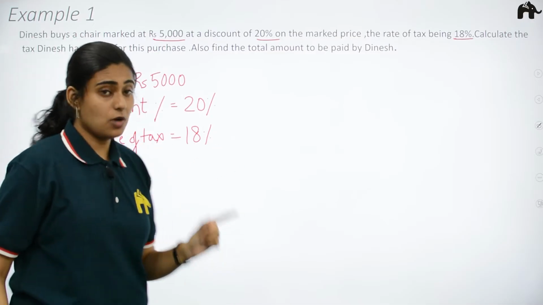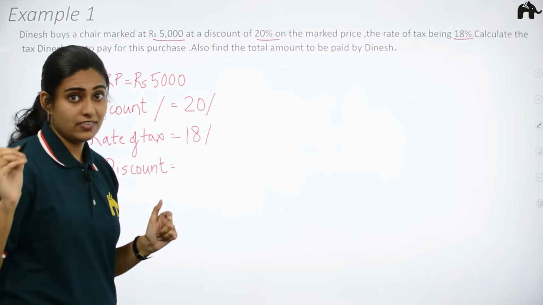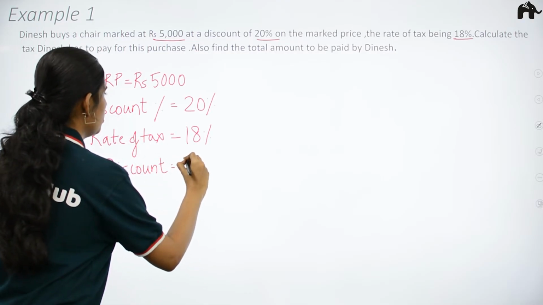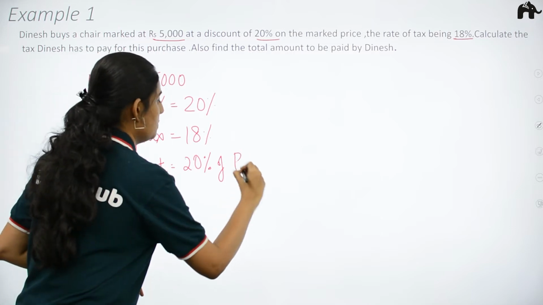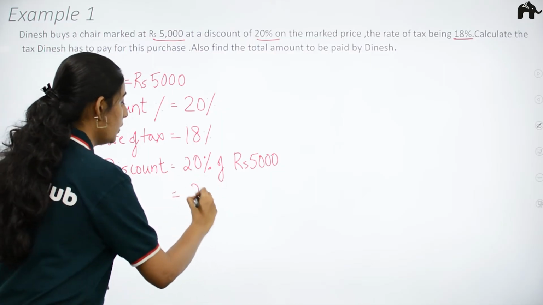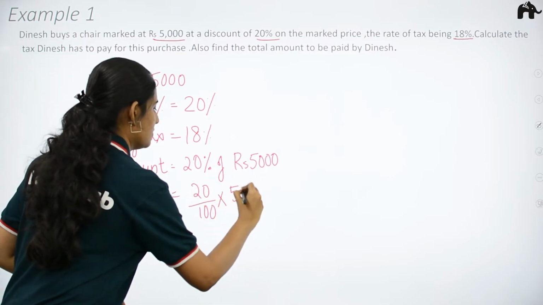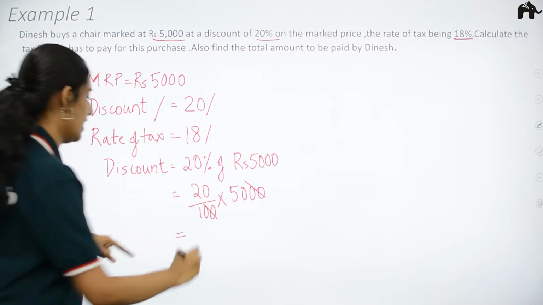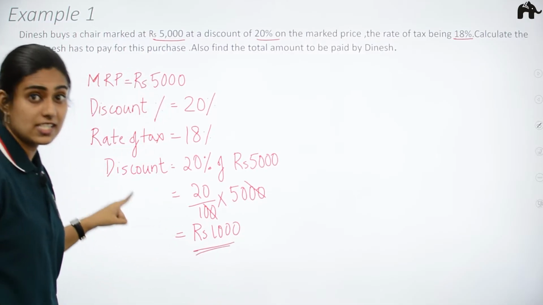First, we need to find the discount amount. How do you calculate the discount? We have studied how to calculate discount. Discount is equal to discount percentage of marked price. That is, discount is equal to 20% of the marked price, that is rupees 5,000. 20% of rupees 5,000, which is equal to 20 divided by 100 into 5,000. You can cancel out the zeros, 20 into 50, that is rupees 1,000. Now this rupees 1,000 is your discount.